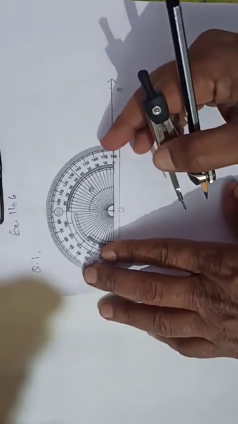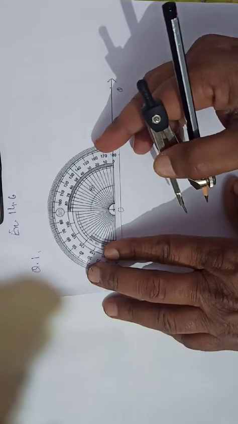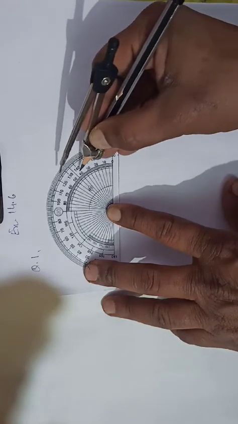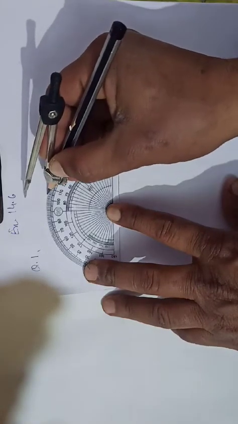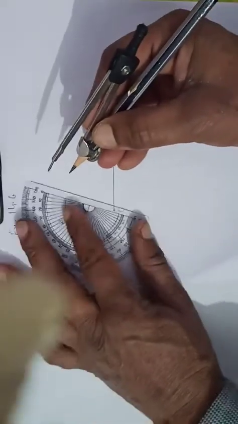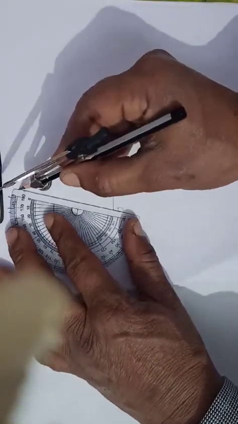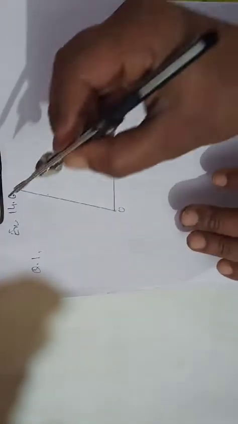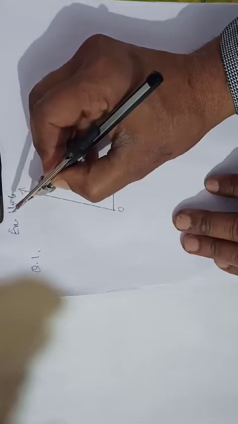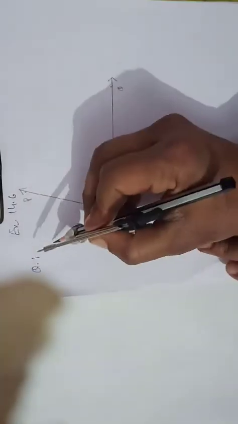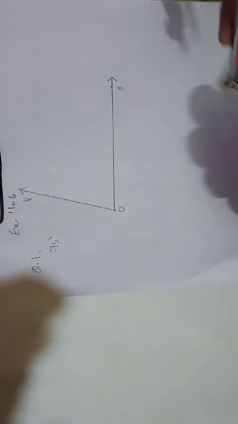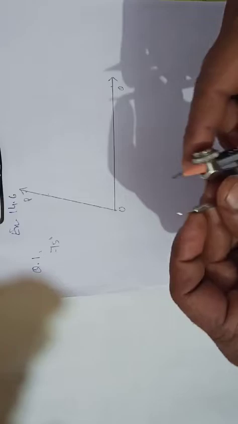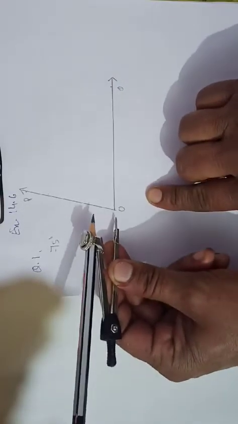Mark the end point of the ray. 75 degree. So we'll start from this side 50, 60, and this one is 75. So in this way you will draw the angle 75. This point is P and the angle is 75 degree. Now we are going to understand the angle bisector.